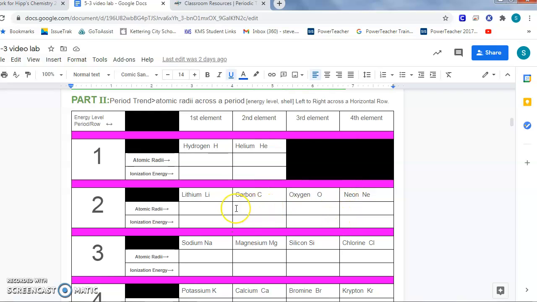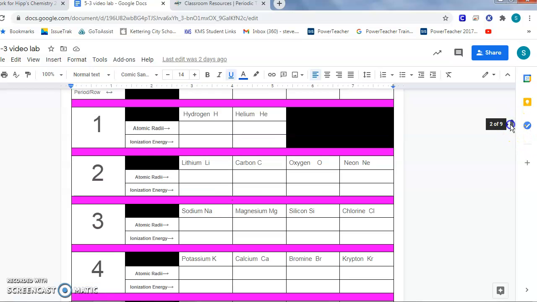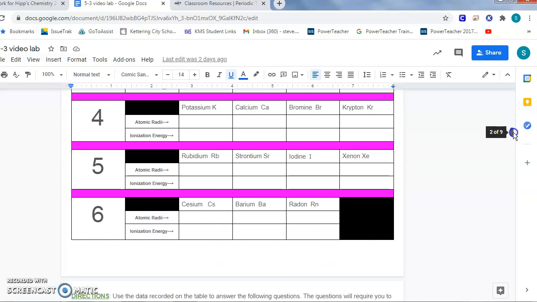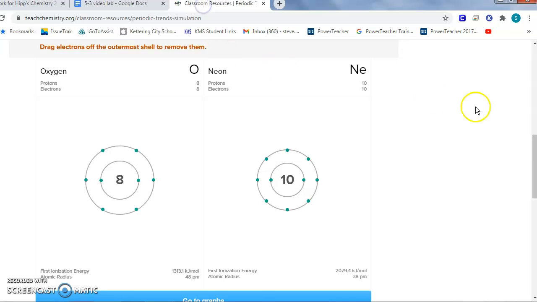And we want to see, is there a trend? So as we end up filling out all these periods, you're going to be looking at the numbers. What happened to the atomic radius as we go left to right through the period, row, energy level, or shell, and what happens to ionization energy? And we want to look at the 6 periods that they have information for on their table.